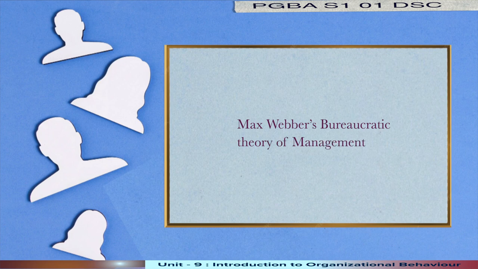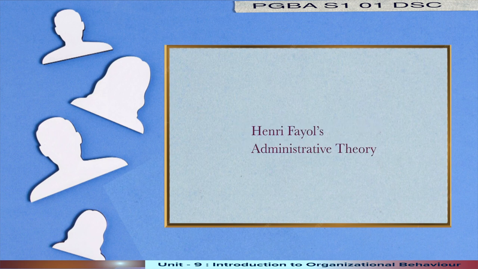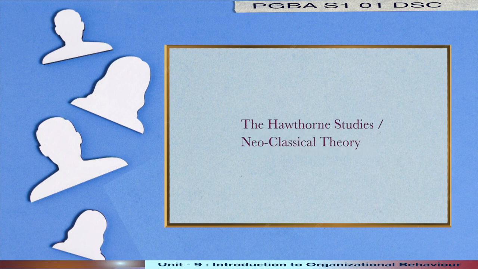Historical perspectives of OB. Max Weber's bureaucratic theory of management, that part is very widely discussed in your SLM. Then Frederick Winslow Taylor's scientific management, in the first or second unit, we have already discussed the father of scientific management, Frederick Winslow Taylor. Henri Fayol's administrative theory, because Taylor popularized the scientific school of thought, whereas Fayol proposed the administrative school of thought. Then we have also discussed Hawthorne studies, neoclassical theory, human relations theory, right? These are the different phases of evolution.